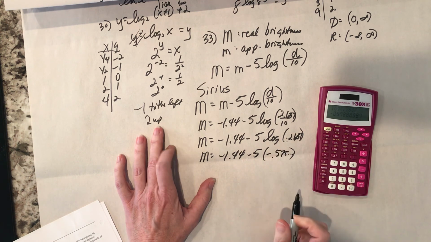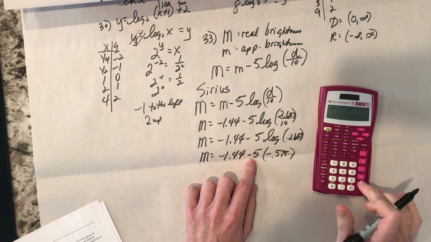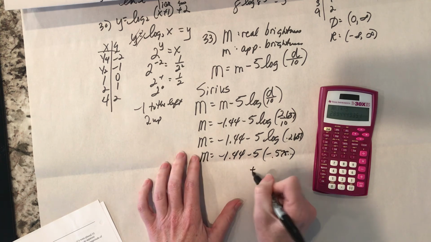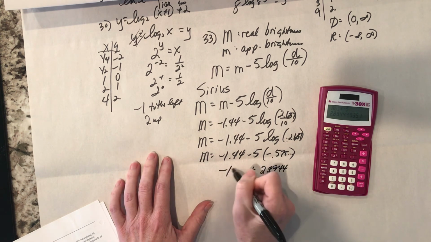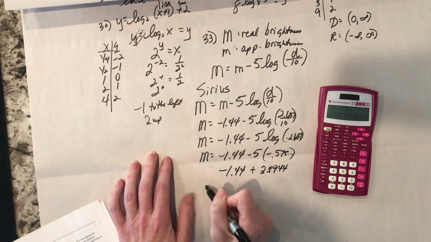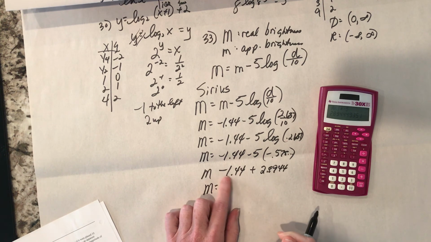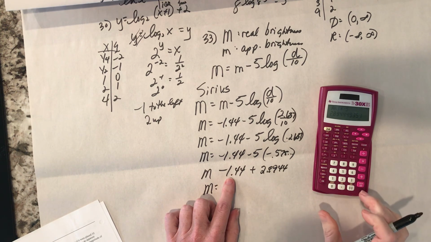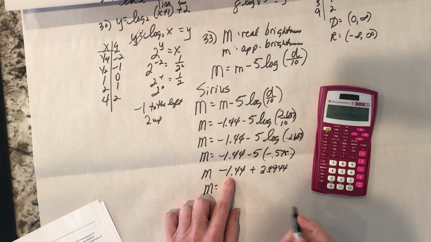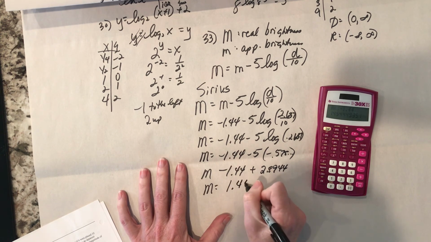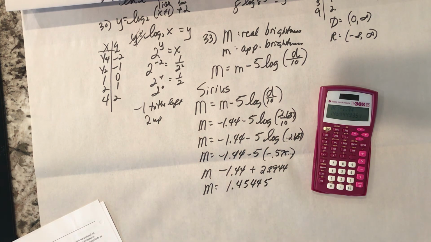0.578 dot dot dot. I'm immediately going to turn around and multiply it times negative 5, and I get a positive 2.8944. And then I'm going to subtract negative 1.44 from it. So minus 1.44, and I'm getting 1.45445. Let's say, let's round that place up.